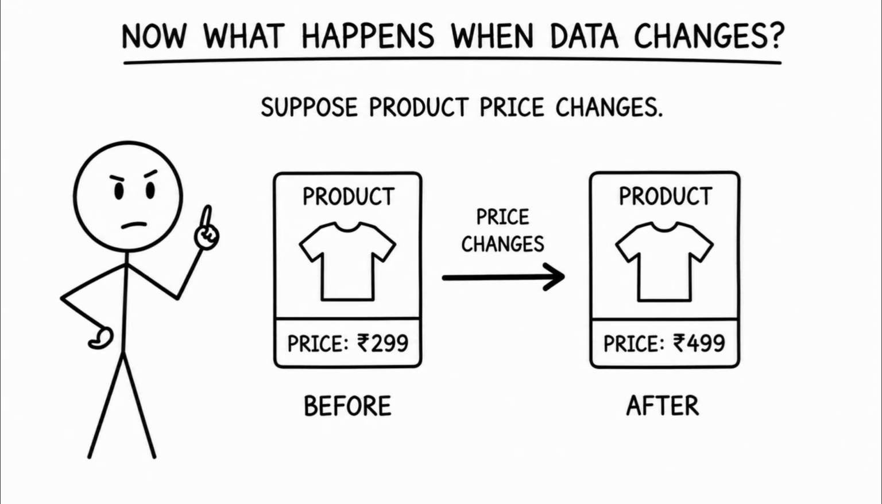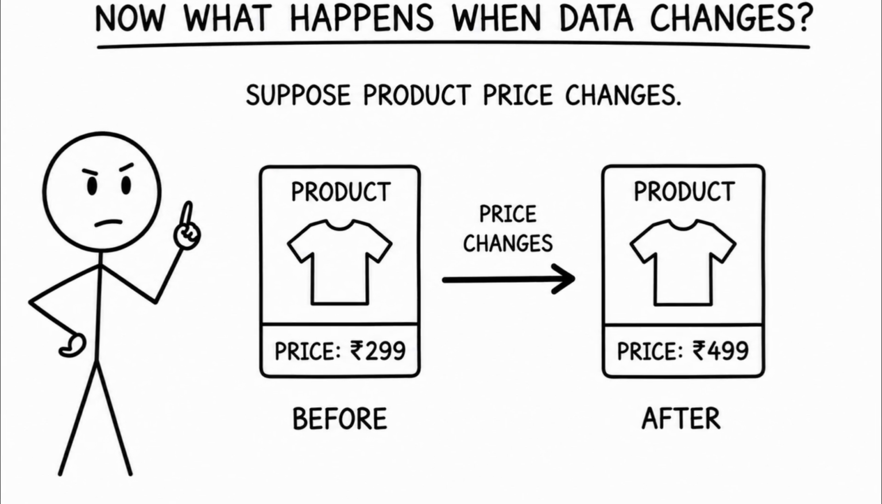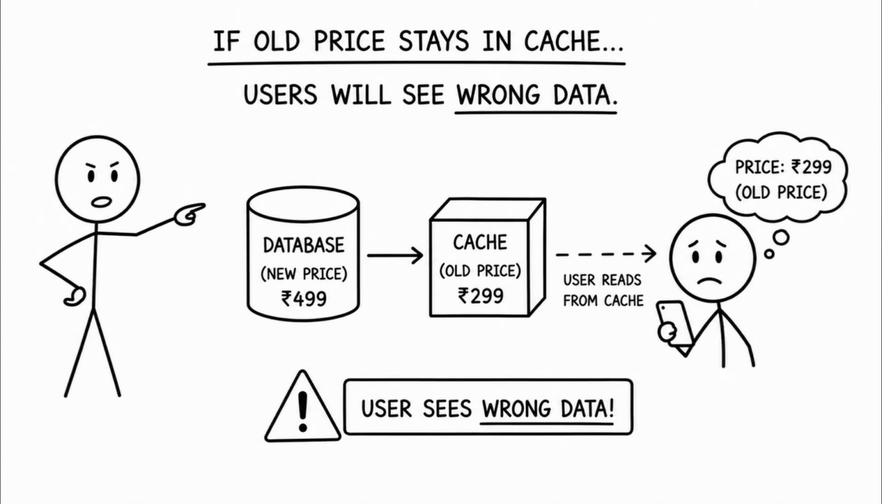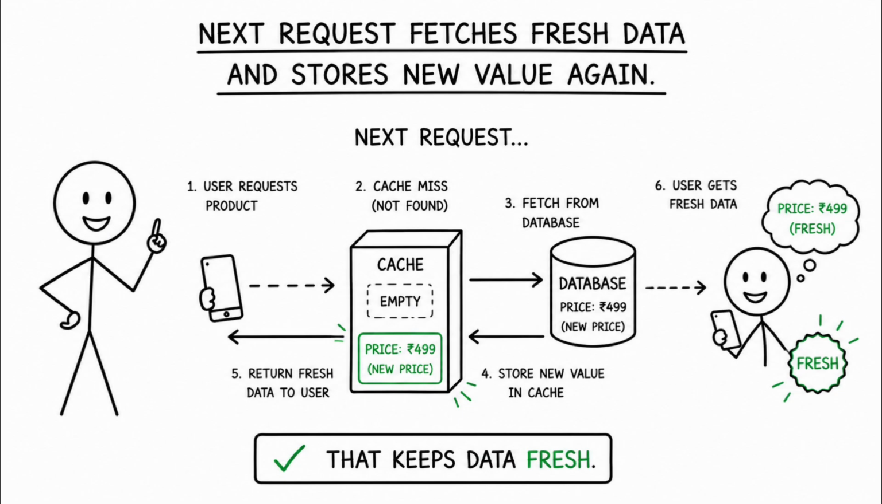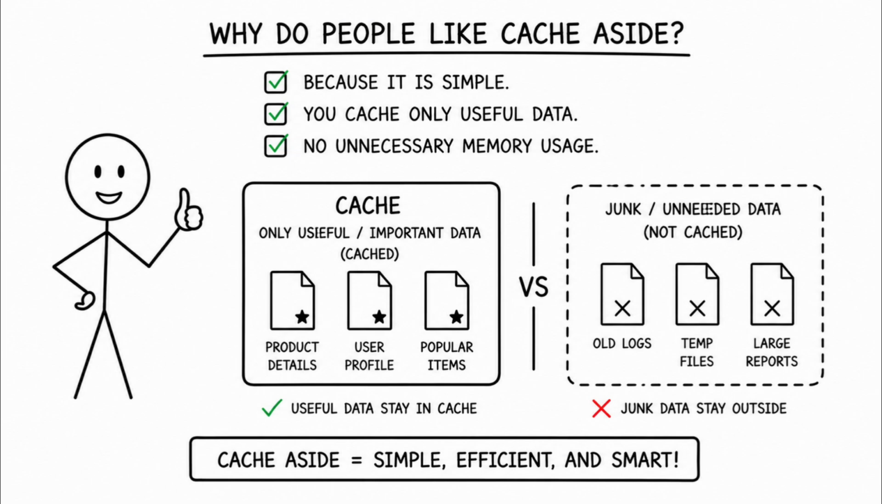Now what happens when data changes? Suppose product price changes. If old price stays in cache, users will see wrong data. So usually the app updates database first, then removes old cache. Next request fetches fresh data and stores new value again. That keeps data fresh.